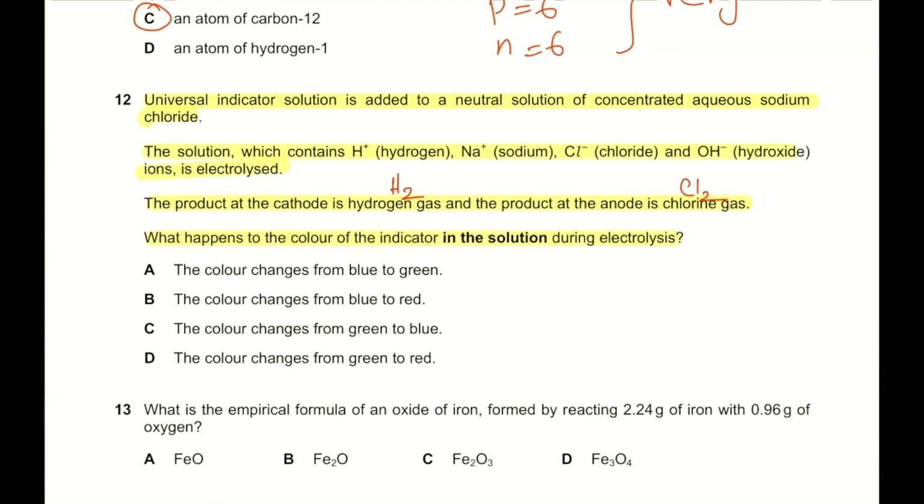Guys, if we were to carefully cancel H plus ion and Cl minus ion, you will notice that there is Na plus and OH minus that is remaining. So this Na plus and OH minus will result in sodium hydroxide.